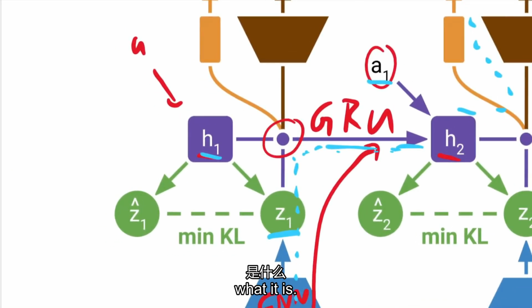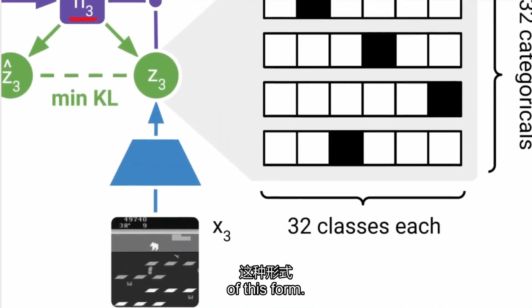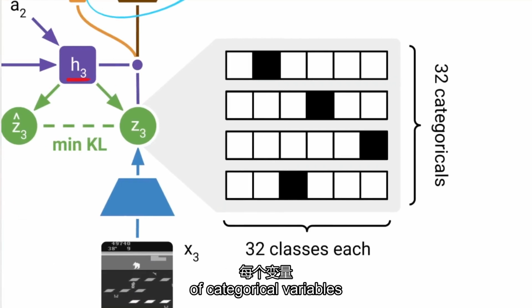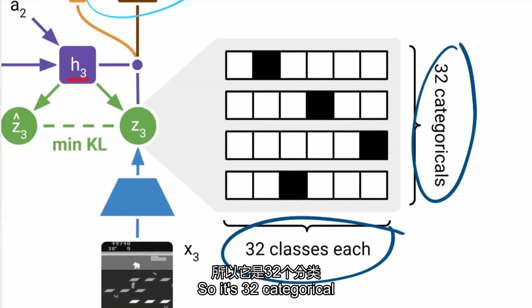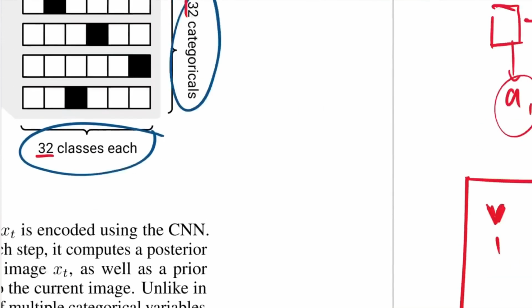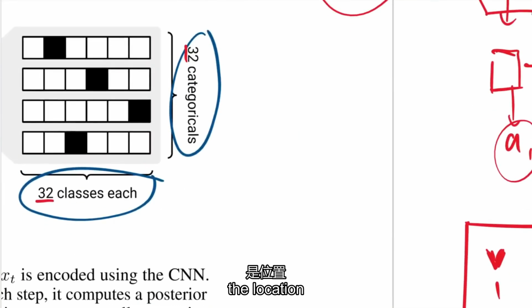So the red circle is going to be the concatenation, and not even that. Okay, maybe I should explain what it is. It is going to be of this form. It is going to be a collection of categorical variables, so it's 32 categorical variables, each having 32 possible classes. And the model can decide absolutely by itself what the categorical variables are for and what each of the classes mean. So, for example, in the Space Invaders game, one categorical could be the location of the agent.